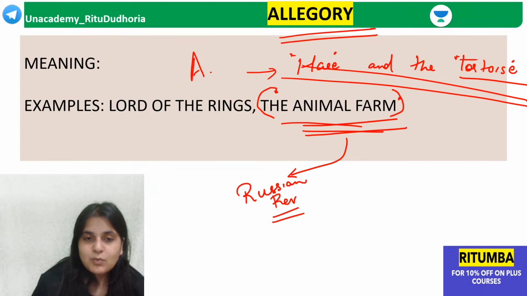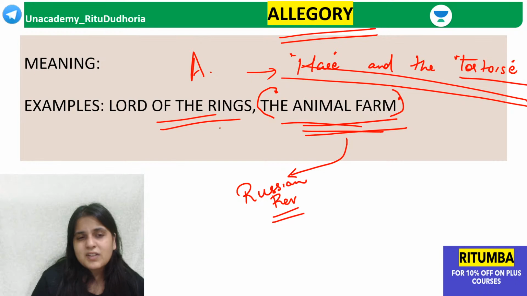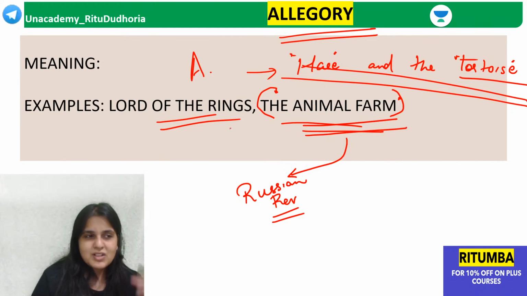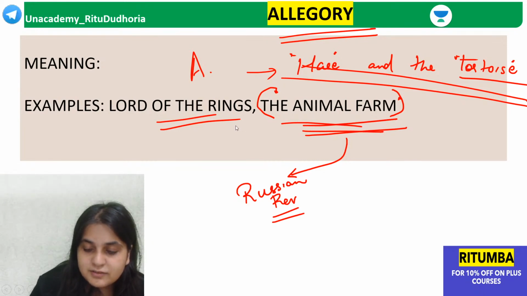Did all of you understand what's an allegory? Lord of the Rings. They say guys that Lord of the Rings is an allegory, but the author of Lord of the Rings himself has said it's not an allegory. मतलब उसका कोई और deeper message कुछ नहीं है. Lord of the Rings is about Lord of the Rings. Did all of you understand this?